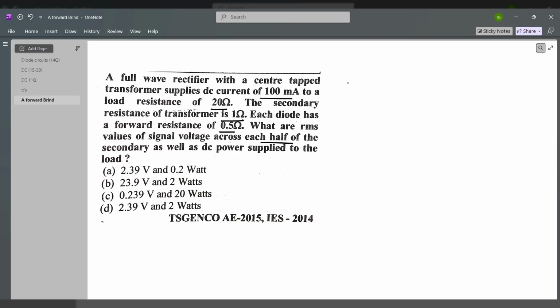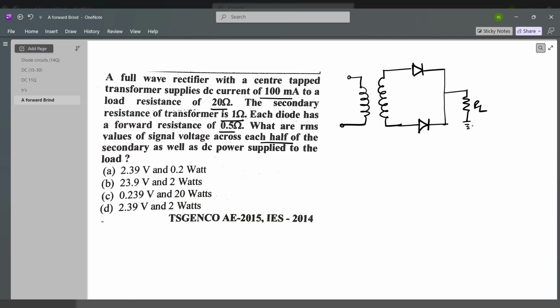Now here in the given question, he is discussing the center tap full wave rectifier. This is the primary winding, secondary winding, and there are two diodes D1 and D2. Both are connected to the load resistance RL. Here the diode forward resistance is given as 0.5 ohms. Here there will be ground. Forward resistance is equal to 0.5 ohms. Okay, the load resistance is given as 20 ohms, and here we have to collect the output voltage.